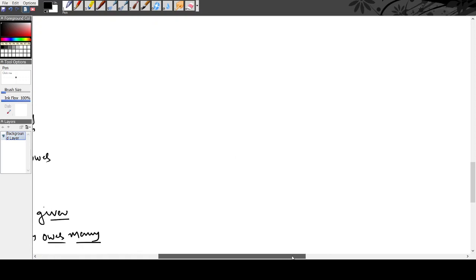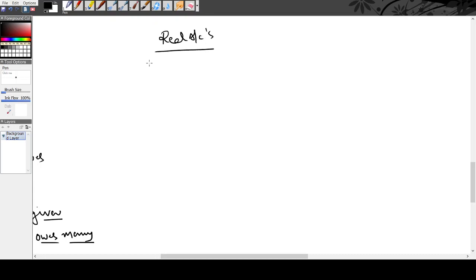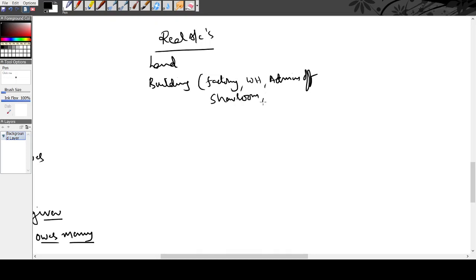Now let us go to the next set of accounts. We have the real accounts. I told you what are the real accounts. These are assets. The business is going to have assets like the land, building. Now which type of buildings we are going to have? The factories, warehouses, admin offices, showrooms, sales depots, etc.